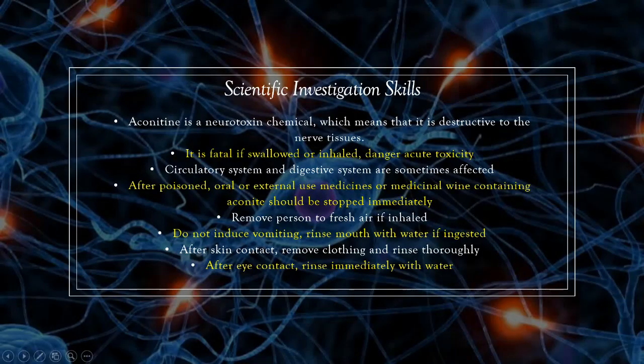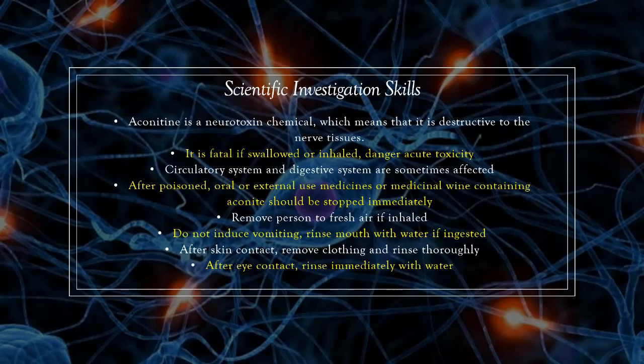The scientific investigation skills. So aconitine is a neurotoxin chemical, which means it is destructive to the nervous tissues. So it is fatal if swallowed or inhaled, with danger of acute toxicity. So as I said, the main damage is to the circulatory and digestive systems.